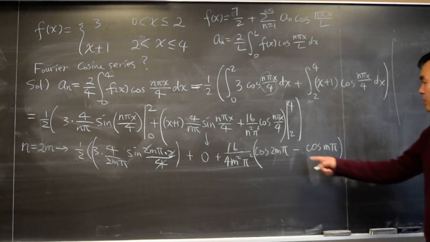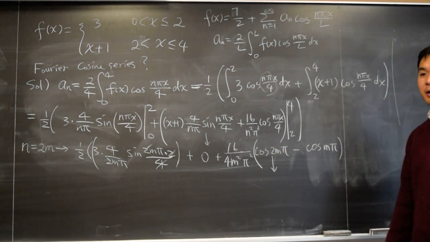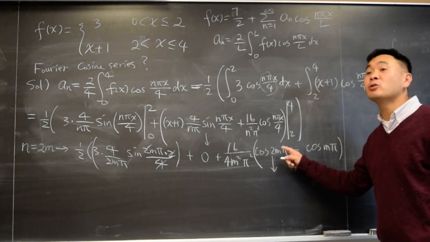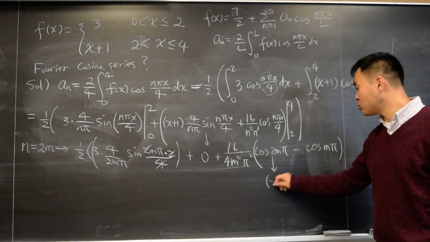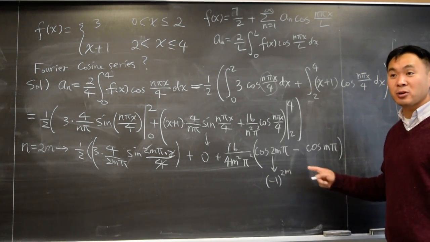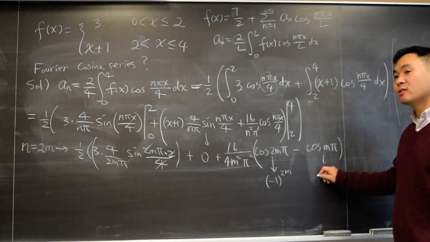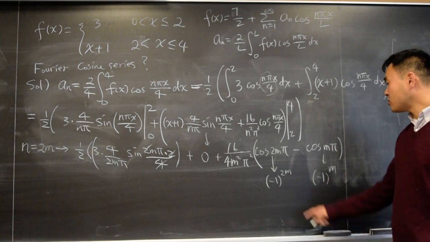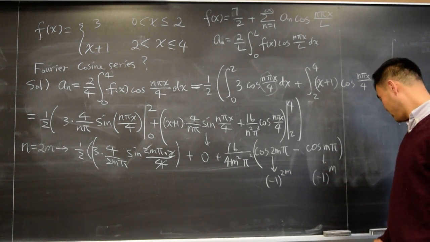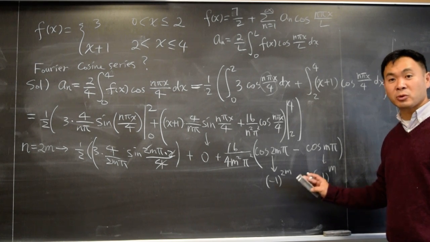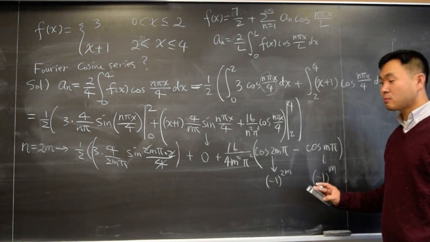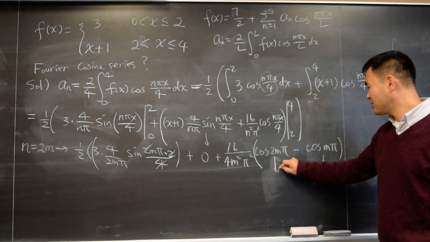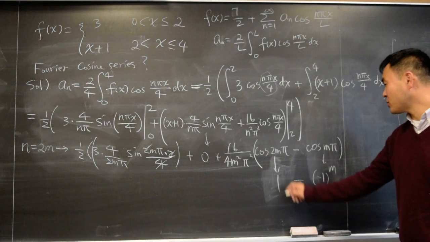Okay, so what's this one? What's cosine 2m pi? Negative 1 to the 2m. This is negative 1 to the 2m because instead of m, you have 2m, right? And the other one is negative 1 to the m, right? Okay, what's negative 1 to the 2m? If you take even powers of negative 1, what do you get? Positive 1, always. Always 1, right? So that's what you get.